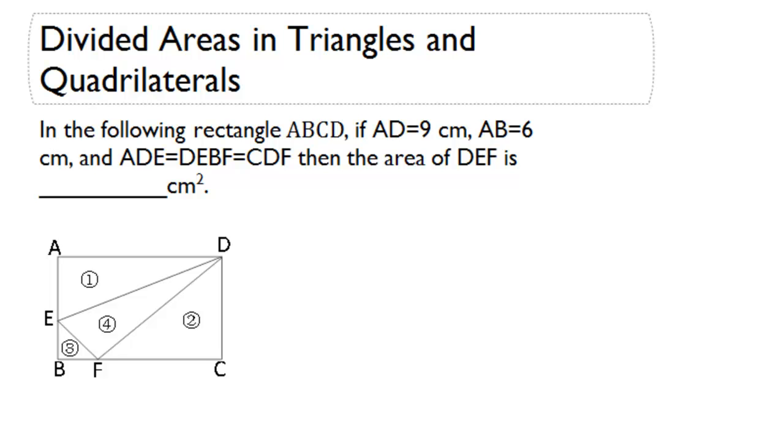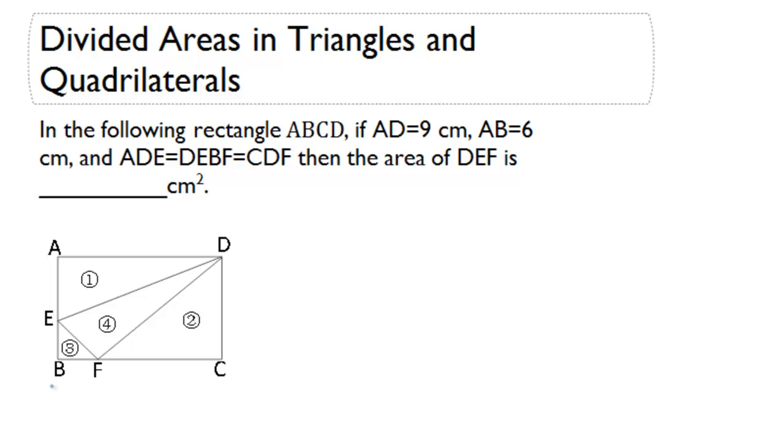Now let's talk about how to use divided areas in triangle and quadrilateral problems. In the following rectangle, ABCD, if AD equals 9 centimeters, AB equals 6 centimeters, and ADE equals DEBF equals CDF, then the area of DEF is how many centimeters squared? Alright, there's a lot of letters in that question. Let's take it one step at a time.